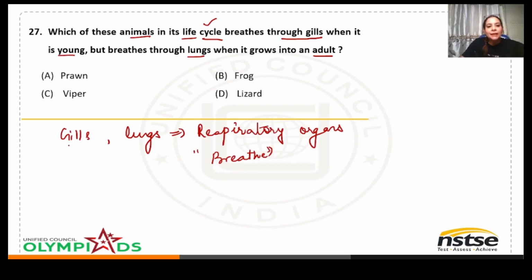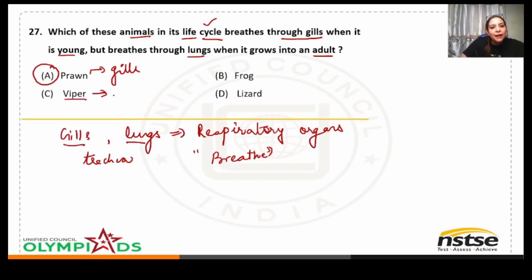Few organisms have gills as a respiratory organ, few respire through their skin, few respire through lungs, few respire through trachea. So these are all respiratory organs. Now, if I talk about prawn, option A says prawn. How does prawn respire? Prawn basically respires through gills.